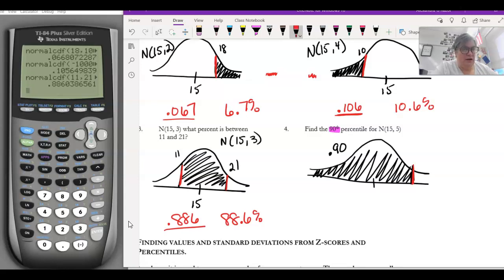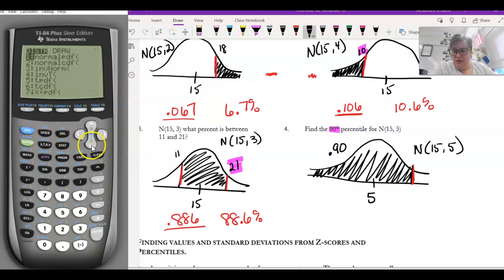So this line is the cutoff where 90% is to the left and 10% is to the right. Okay? So if I want to find the 90th percentile, what I'm essentially looking for is this value here. These values that were cutoffs that gave me percents. So what we're doing is we're working backwards. And so working backwards is the inverse norm. Okay? I'm still going to write my number. And so now I'm going to go second distribution, and I'm going to do inverse norm.